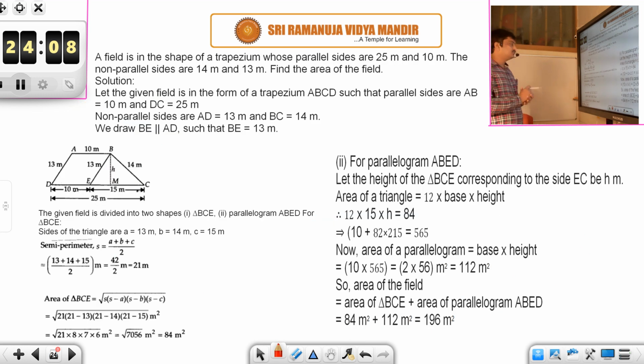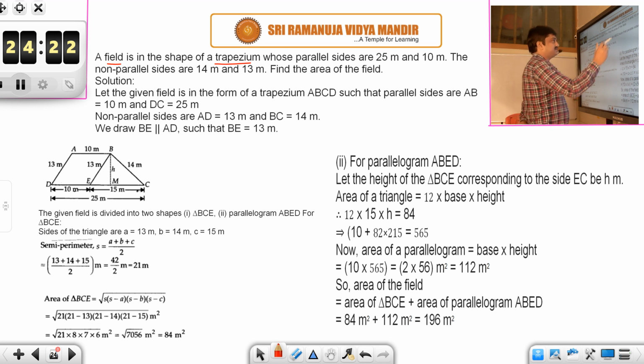Okay, so let's look at one more question before we end this discussion on Heron's formula. So please read this question. A field is in the shape of a trapezium. So consider a trapezium whose parallel sides are 25 meters and 10 meters. So the longer side is 25 meters and the shorter side is 10 meters. The non-parallel sides are 14 meters and 13 meters. So 13, 14. Now find the area of the field.